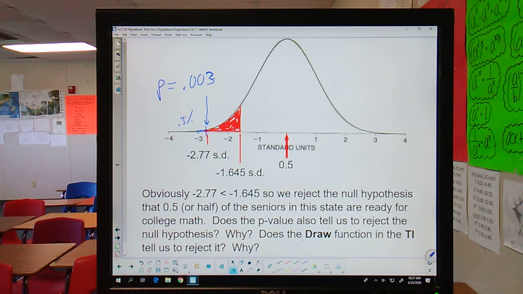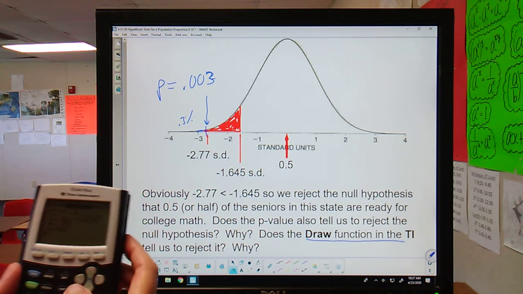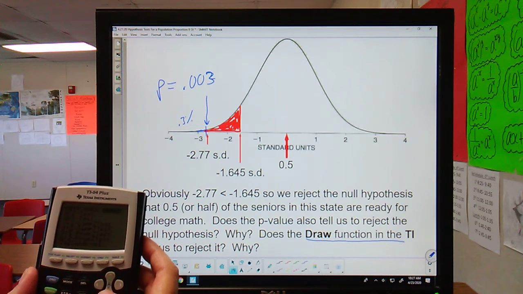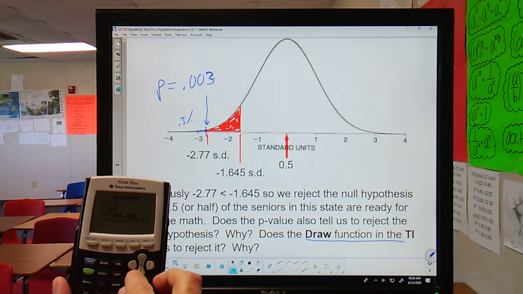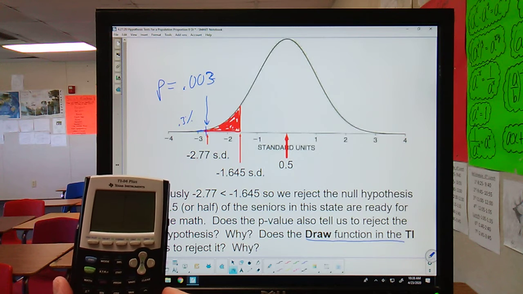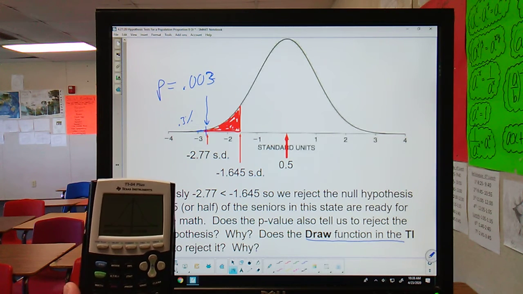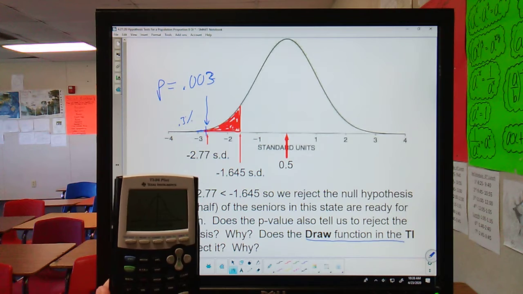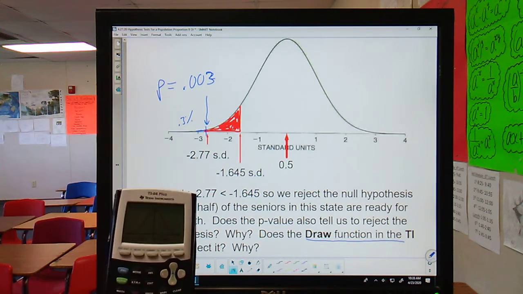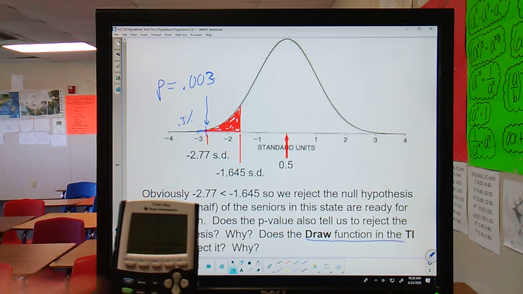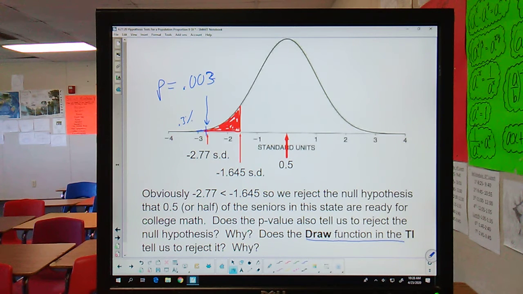So the p-value does. And does the draw function tell you to reject it? Well, go to your stat button again. Go to tests. Go to number 5. If you didn't clear anything, your data should all still be in there. So just go down to, instead of calculate, go over to draw. Hit enter, and you don't even see where it fills it in, because it's such a small amount. Again, it's only 0.003 of the whole thing, or less than 0.3% of the shaded region. So again, it tells you to reject that null hypothesis of 0.5.